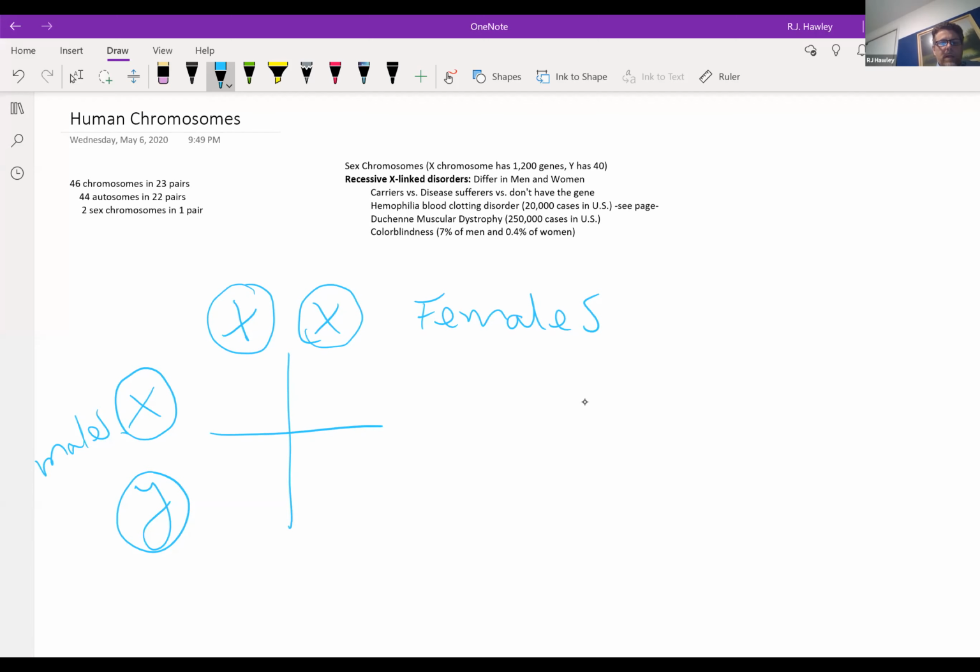So this makes it interesting to trace diseases that are found on these chromosomes. So if you do a Punnett square here, Frankie, what are the chances of having a boy versus a girl?